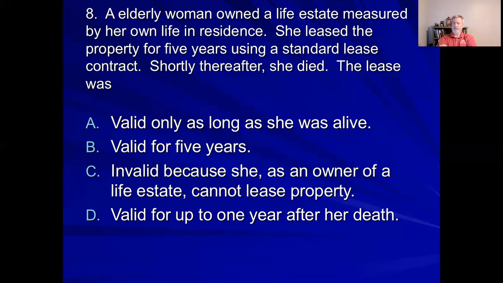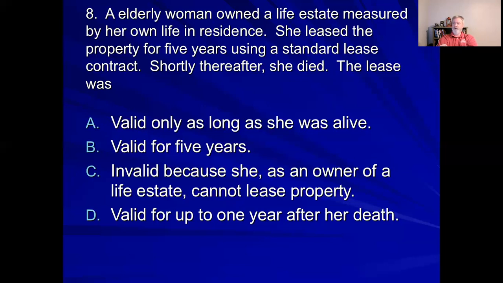All right. So let's look at number 8. An elderly woman owned a life estate measured by her own life in residence. She leased the property for 5 years using a standard lease contract. Shortly thereafter, she died. So obviously, again, we're talking about a life estate, and an elderly woman who was the owner of the life estate. She decided to lease it out. So apparently she decided to move somewhere else and rent the property out and signed a 5-year lease.